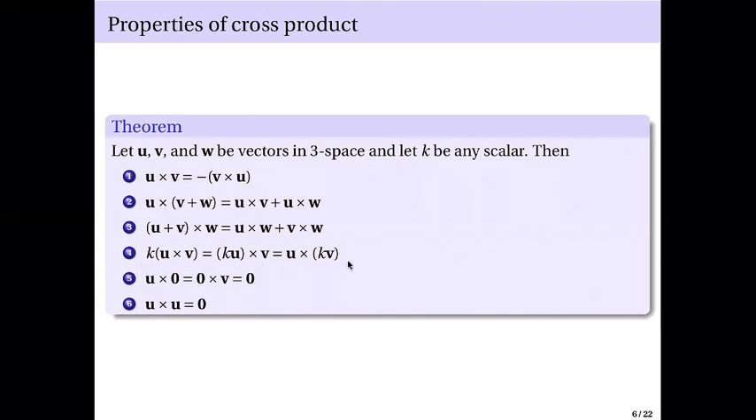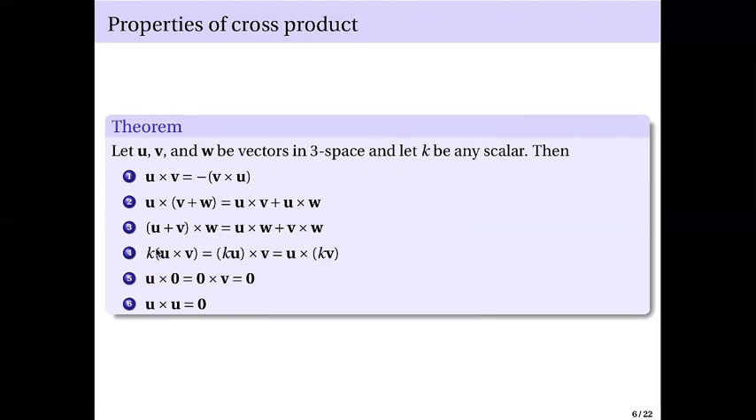For the fourth identity here, scalar k times u cross v is the same as ku cross v, which is also equal to u cross kv. So the scalar k, you can attach it to any of the factors, and you will still get the same answer. Here, your k is attached to the cross product u cross v. In here, you multiply k first to u. And then in here, k is multiplied to v first. So that scalar can move freely.